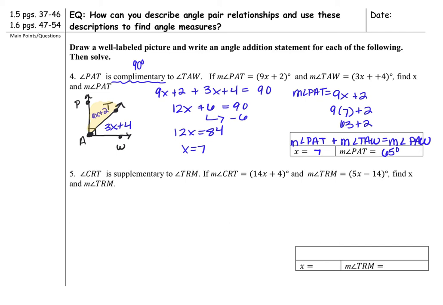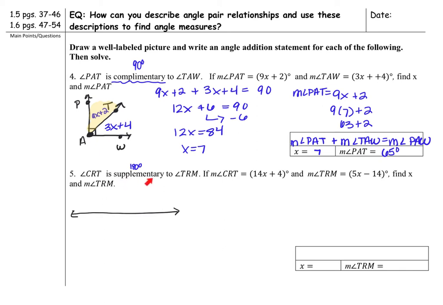Our next problem says that angle CRT is supplementary to angle TRM. What does supplementary mean? Supplementary means that the angles are going to add to 180 degrees, which means we're going to have a straight angle. So if CRT is 14x plus 4, and the measurement of angle TRM is 5x minus 14, find x and find the measurement of angle TRM.